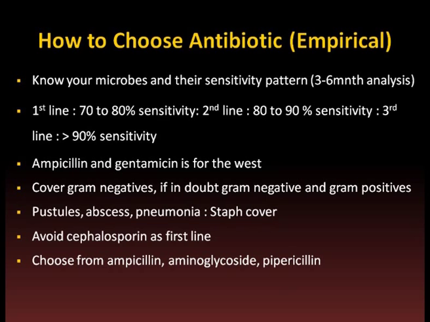And if clinically there are pustules, abscesses or pneumonia and the baby is symptomatic, then it is better to give a staphylococcal cover. Always avoid cephalosporins as a first line antibiotic, as this would increase the emergence of drug resistant bugs, both extended spectrum beta lactamases, and resistance to other antibiotics would also go on increasing if we increase the use of cephalosporins in our unit. The first line antibiotics can usually be either ampicillin, or an aminoglycoside like amikacin or gentamicin, or piperacillin or a piperacillin tazobactam combination.